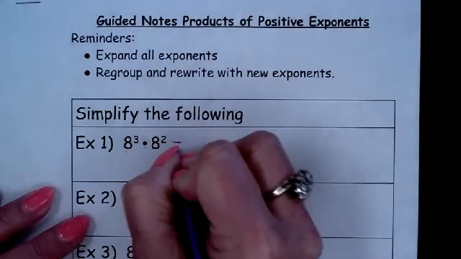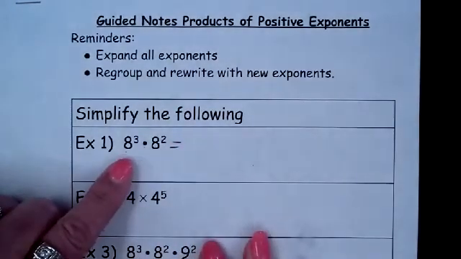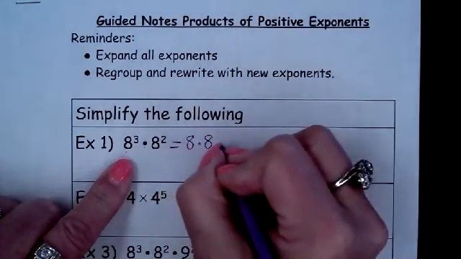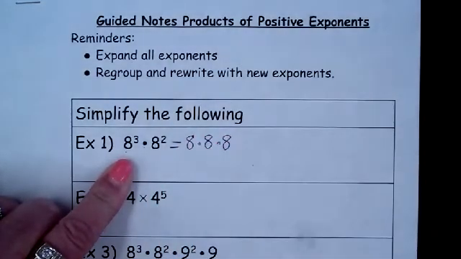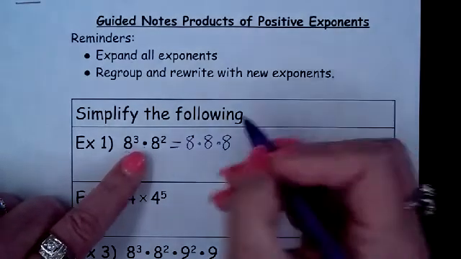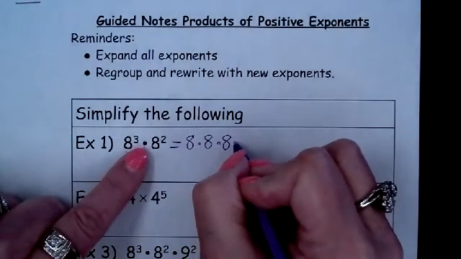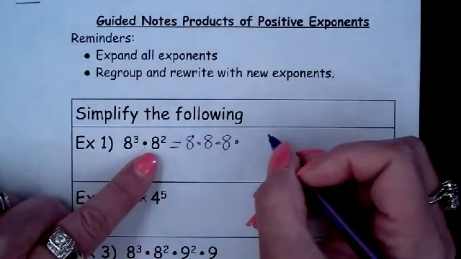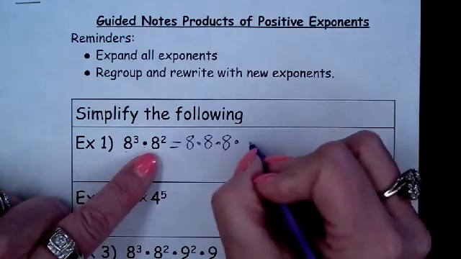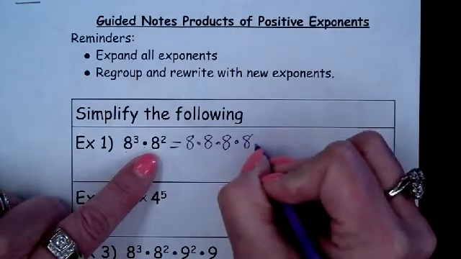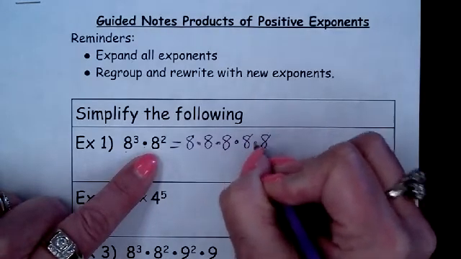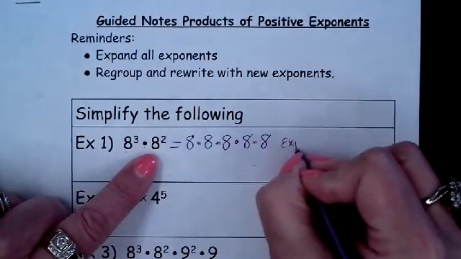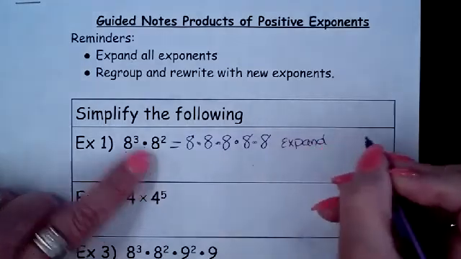So I'm going to come right here. I know 8 to the third means 8 times 8 times 8, okay? Then I've got this times or multiply sign right in between them. And then I've got 8 to the second power. That means take 2 8s, 1, 2, and multiply those together. Now this step is the step where we expand, okay?